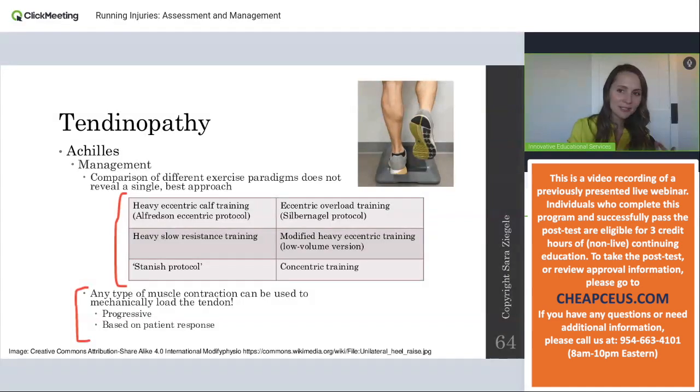So it doesn't matter if you're choosing the first one on the list, the third one on the list, the fifth one on the list, as long as you're being progressive and you're basing it on your patient response, that mechanical load of the tendon is really the important component of the program. So it's a little bit more dealer's choice.